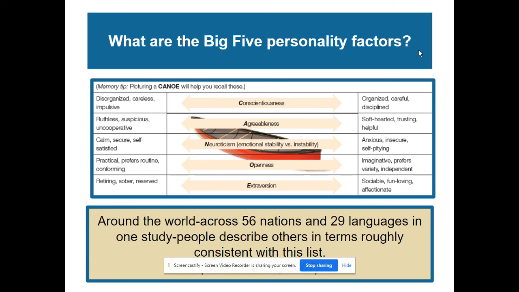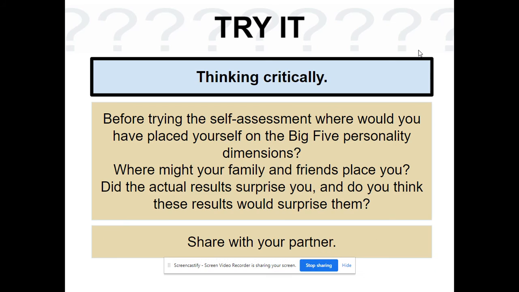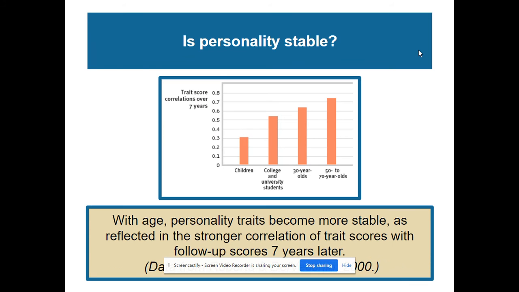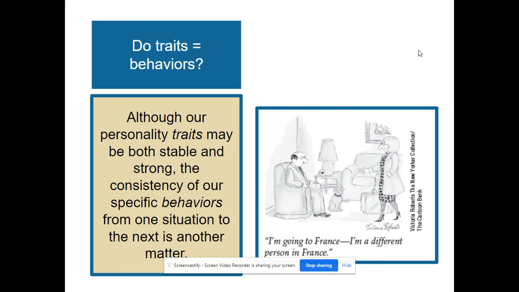All right, so let's move on. Talk about, again, are these traits consistent over time, or can we change over time? Our personality seems relatively stable over time, but we do find evidence of people changing their personalities over time as well. Do traits equal behavior? Although our traits may be both stable and strong, the consistency of our behaviors from one situation to the next is another matter.